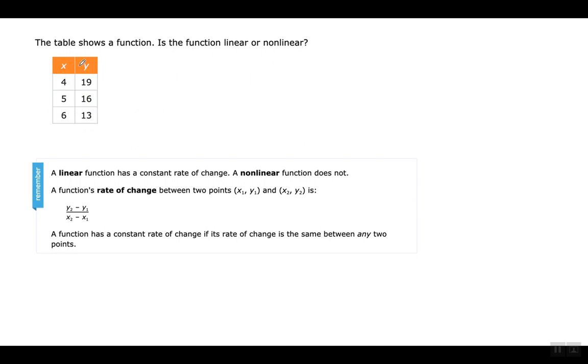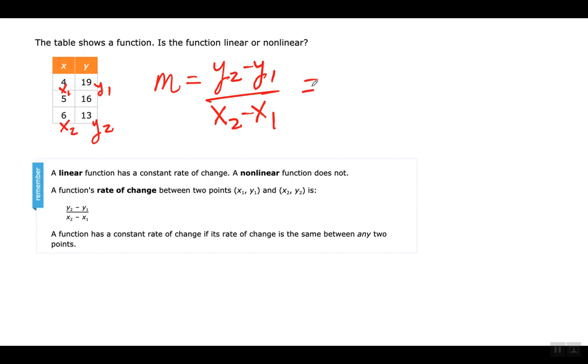So, oh, I forgot to label them. So let's label them. Hold on. Vamos a decir que este x1, y1 y este x2, y2. All right, so here's the formula. All right, so on the top, it's going to be 13 minus 19. On the bottom, it's going to be 6 minus 4. I want you to see it's going to give me the same answer. Me va a dar la misma respuesta.